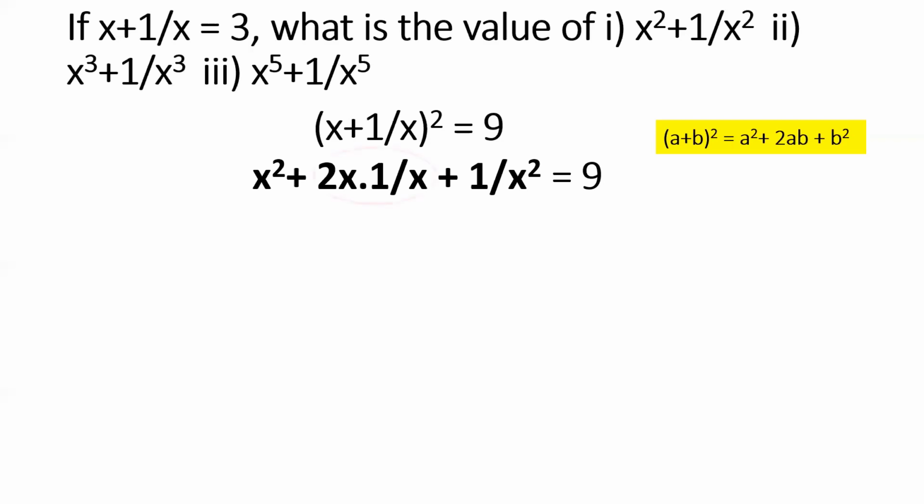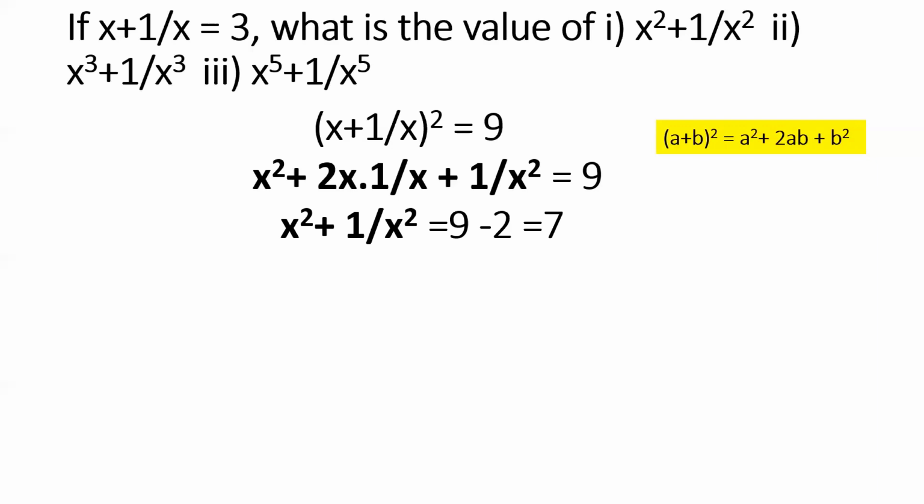Now, this term, x and 1 by x, gets cancelled and we are left with 2. So if we change sides, if we take the 2 to the right hand side, then it becomes negative 2. So we have on the left hand side x squared plus 1 by x squared, and on the right hand side we have 9 minus 2, that's 7. So the value of x squared plus 1 by x squared is 7.